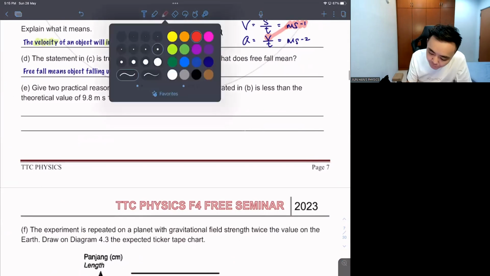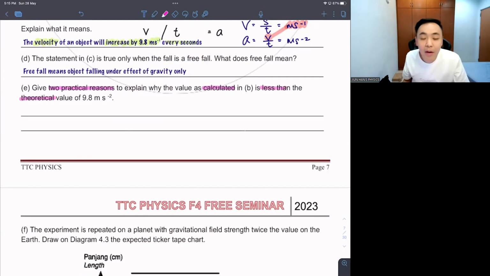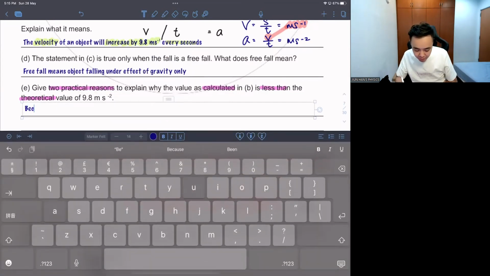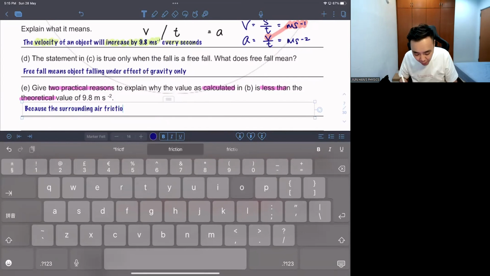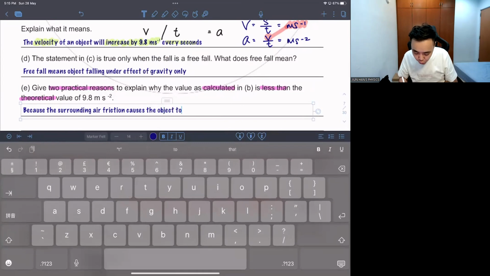Okay? Next, give two practical reasons to explain why the calculated value is less than the theoretical value. The one we said, how come? We calculated 9.3. The theoretical is 9.8. I gave you one reason already, am I right? What was the first reason? Because of the surrounding air friction, air resistance also can, I said already, air friction, air resistance can cause the object to slow down. Or you can say it causes the object to fall with slower speed or slower acceleration.